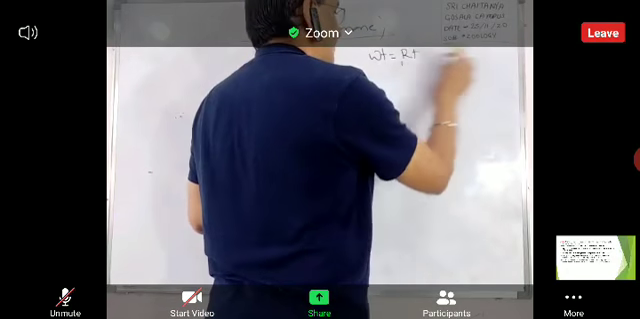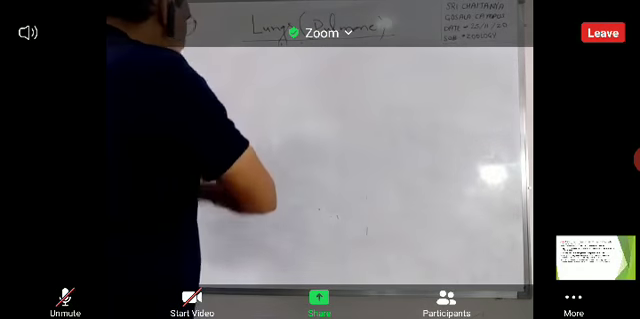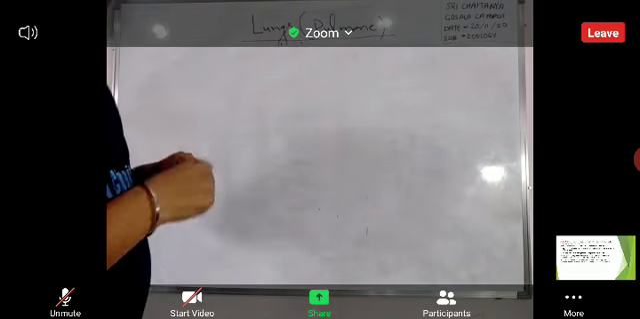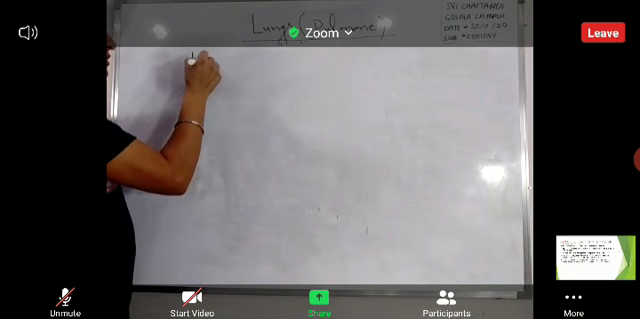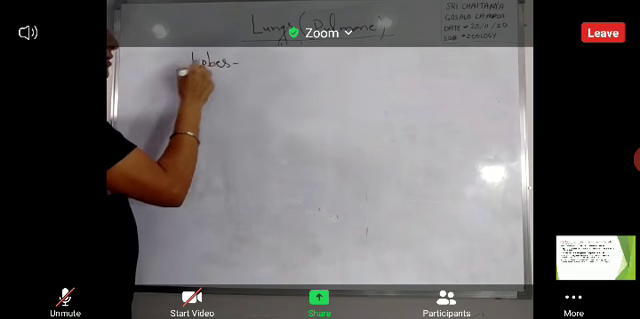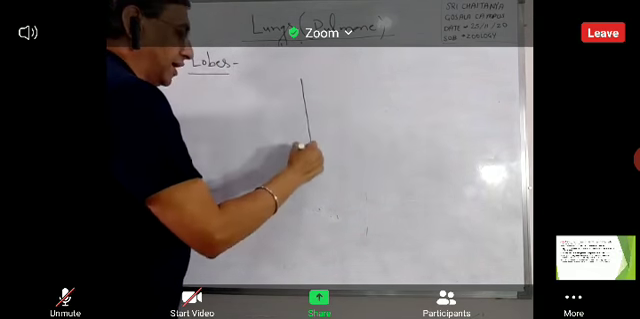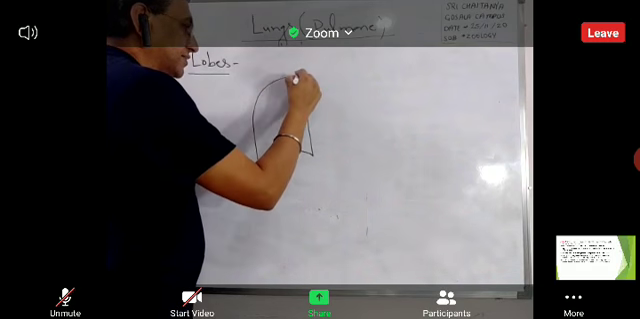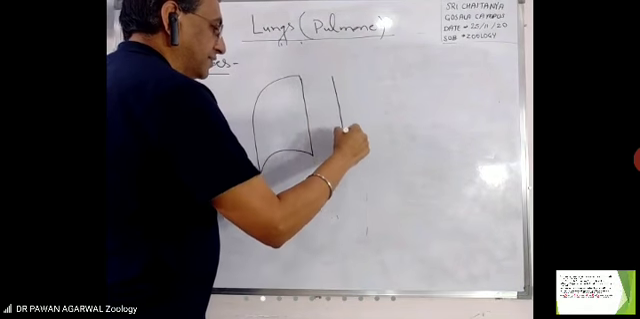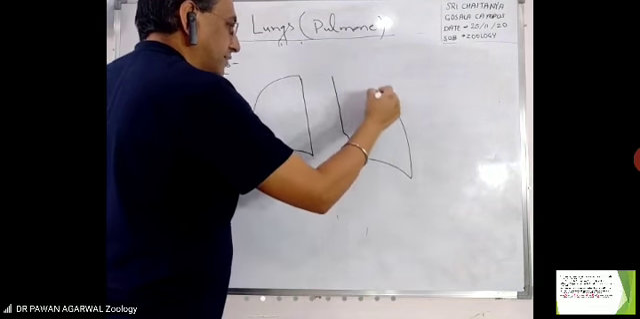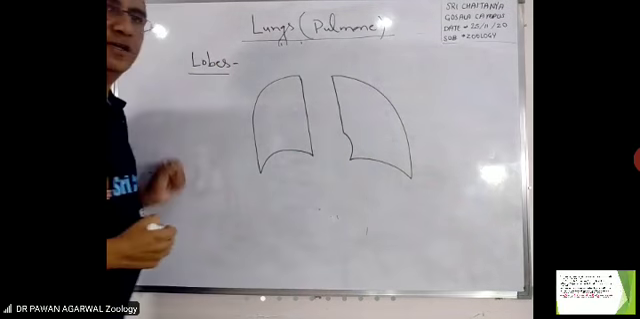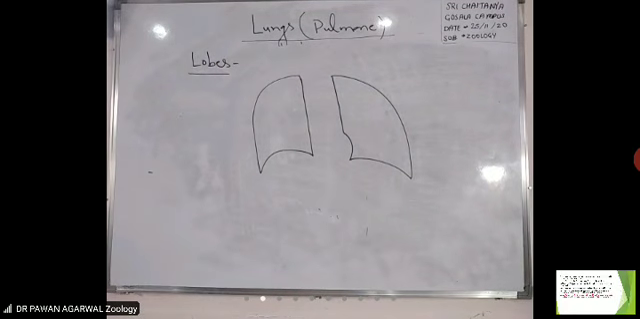Now we are coming to the lung lobes. What are the lobes in the lung? See, I told you that this is the right lung. This is the left lung. Right lung is there and left lung is also there.